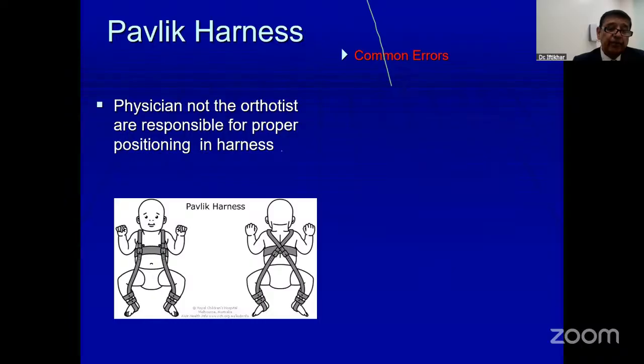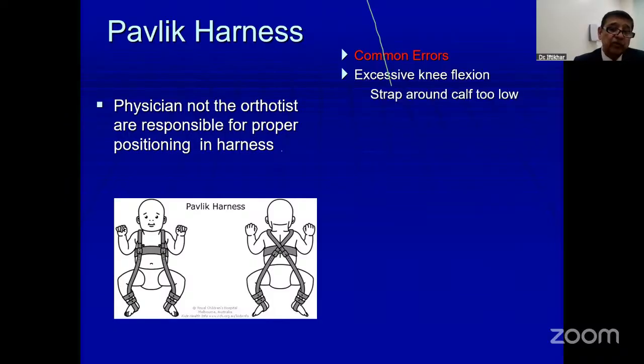Now, it is very important to know the brace comes ready-made, as shown in the picture. But it is you, the physician, who has to know what to do with the brace. It's not coming ready-made as a kind of universal. You need to adjust each part of the brace. So it's the responsibility of the physician, because sometimes errors can occur.